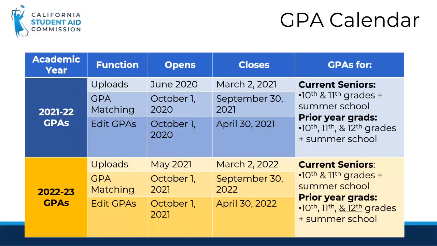Every year, schools upload 2 sets of GPAs for the upcoming academic year, one set for current seniors and the second set for prior year grads. For current seniors, keep in mind that students are still in their senior year when you begin uploading GPAs, so the GPAs are calculated using just sophomore and junior grades. It's not until students have completed their senior year and become what we call 1-year outs that we can upload senior grades. So GPAs for your 1-year outs are calculated with sophomore, junior, and senior grades.